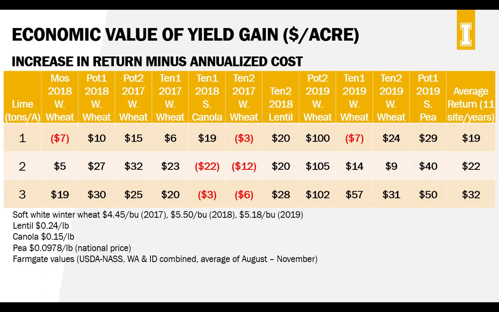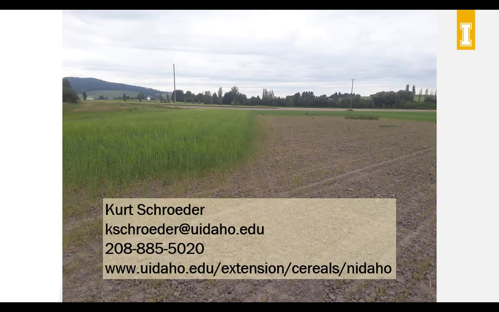And if we look at all 11 site years we've done so far, on average we're seeing a $19 per acre increase for the 1-ton, $22 for 2 tons, and $32 for the 3-ton rates of lime. As our crop values go up, these numbers are going to change pretty dramatically. If we had $7 wheat, we'd be paying for this lime application in 5 to 6 years. I guess that's all I have.